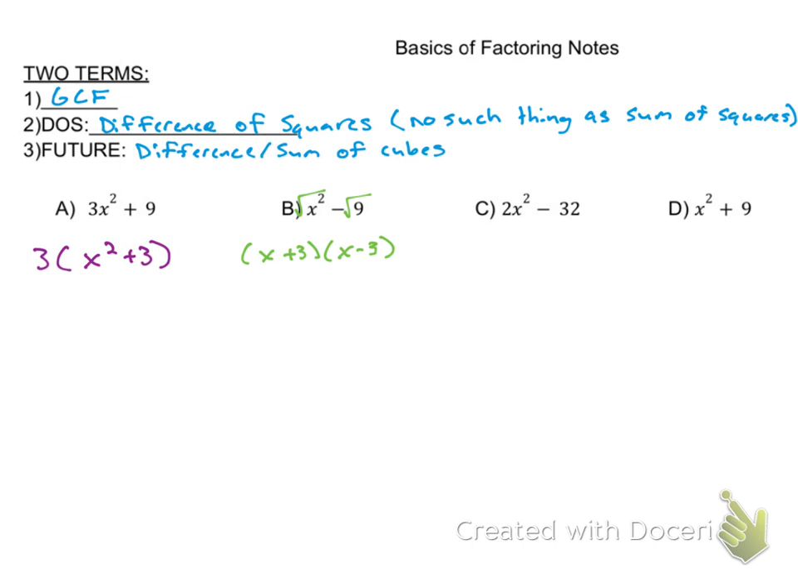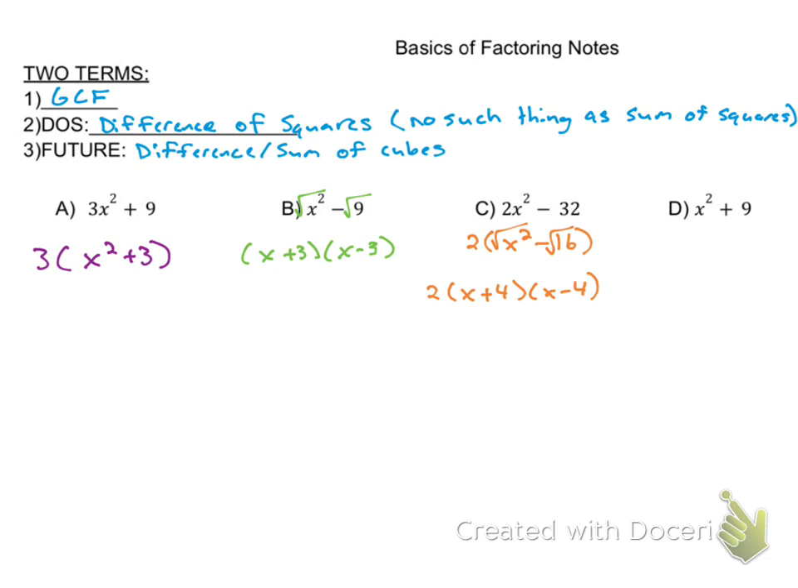C, is there a GCF? Yes, what would it be? 2. We take out a 2, what's that leave us with? X squared minus 16. Can we take the square root of both those terms? Yes. So that would give me 2 times x plus 4, x minus 4. Does the order of the binomials x plus 4 and x minus 4 matter? No, it doesn't, right? It's multiplication. If you FOIL, it gives you the same either way.